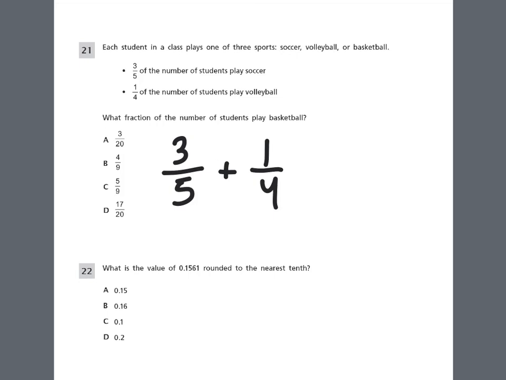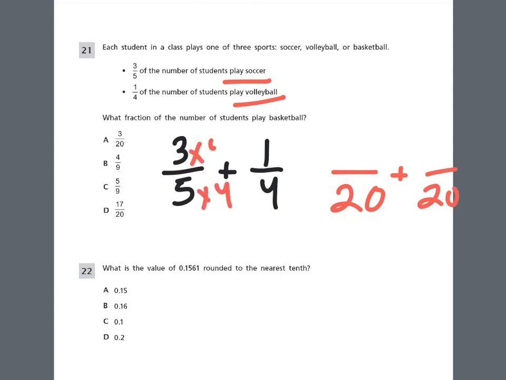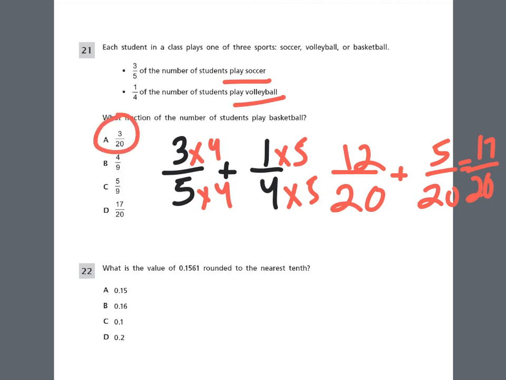So what we'll do first is we'll add all the kids that play soccer and volleyball first by adding 3/5 plus 1/4. We know the common denominator will be 20 and 20. This is times 4. That's times 4, so that will be 12. This is times 5. Times 5, that will be 5. So you want to add that up, that will give us 17 out of 20. So you know the remaining would be 3 out of 20. So the answer would be A, 3/20.